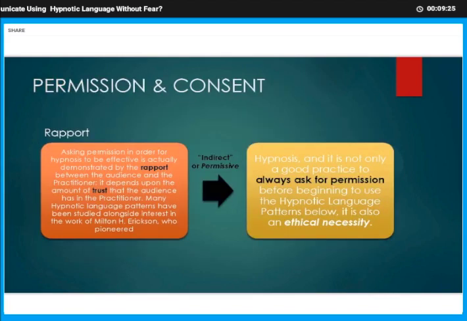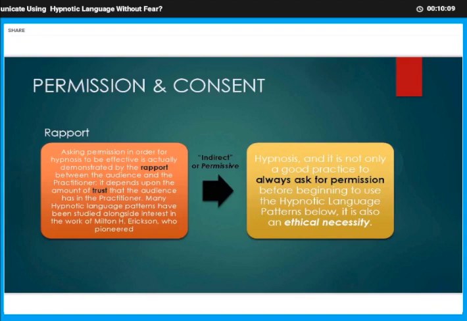Okay, so here is the most important part of practicing hypnotic language patterns. That is knowing how to gain permission and consent from your audience. The main way that we are able to determine if we have obtained permission and consent in a social environment is by analyzing whether or not we are in rapport with another person. So when the audience and the practitioner are in rapport, you can tell because the audience will trust the practitioner. They will feel safe with the practitioner.